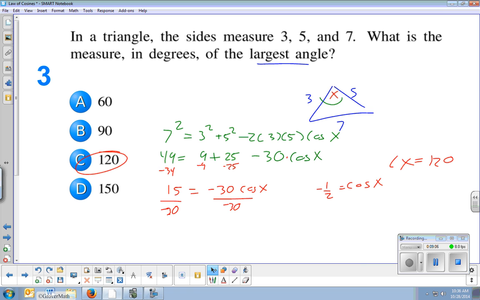And that's it for law of cosines. It's kind of a long, somewhat annoying formula, but it's really not too bad if you just plug it in and go from there.